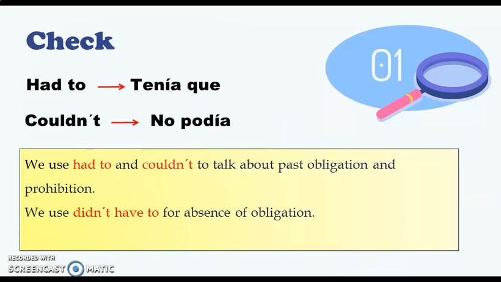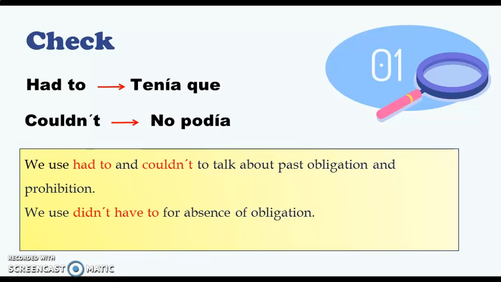Now let's check had to and couldn't. Had to means in Spanish tenía que, and couldn't no podía. We use had to and couldn't to talk about past obligation and prohibition. We use didn't have to for absence of obligation. Si vamos a hablar sobre obligaciones o prohibiciones que teníamos en el pasado, usamos el had to o el couldn't. Y si vamos a hablar de una ausencia de obligación, utilizamos didn't have to.